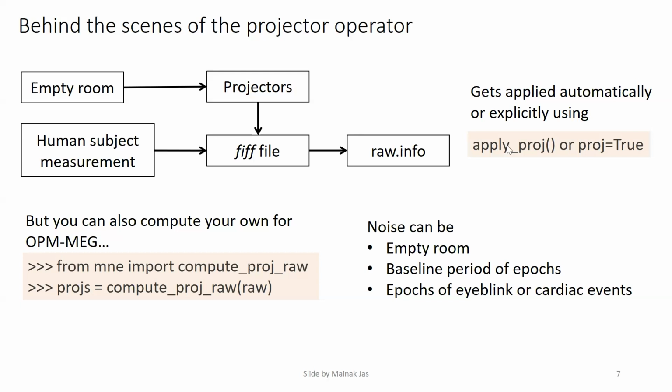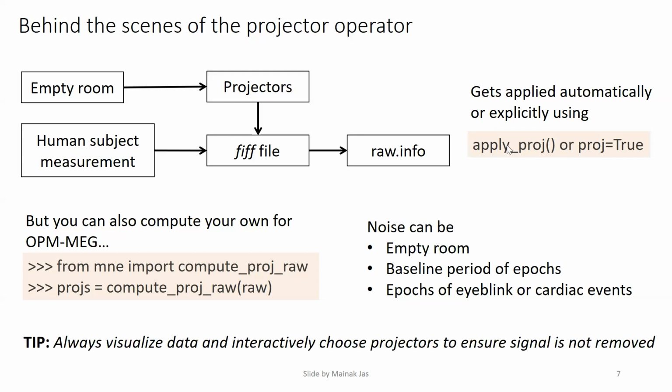But what's important is that when you do apply these SSP operators, you always want to visualize the data and interactively choose the projector, so you ensure that the signal is not removed. In MNE, many of the visualization functions, for example raw.plot or evoked.plot, let you interactively check the impact of adding this projector to your data. And you may choose, okay, maybe I'll use a couple of projector vectors or maybe more to remove the noise.